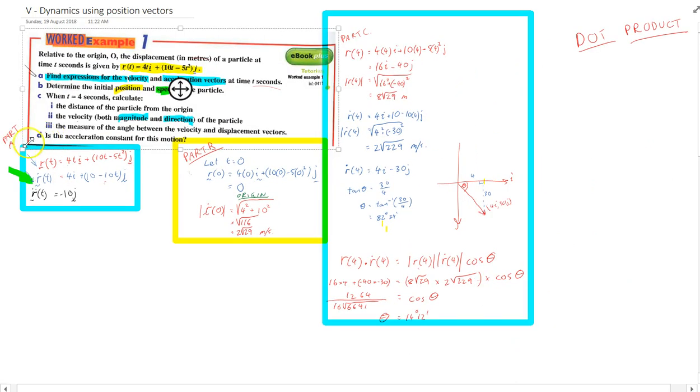Finally, the very last question will take 20 seconds. Is the acceleration constant for this motion? Well, the acceleration is negative 10 in the j component. So yes, it is constant. There's a constant there of negative 10. So yes, absolutely. Not much more than a sentence there to explain why the acceleration is constant. It's only if there's a function in there that the acceleration would not be constant. Okay, that's a lot of stuff there on dynamics using position vectors.